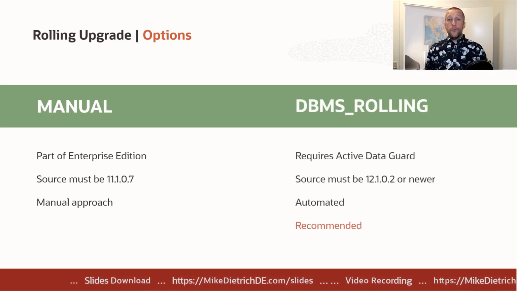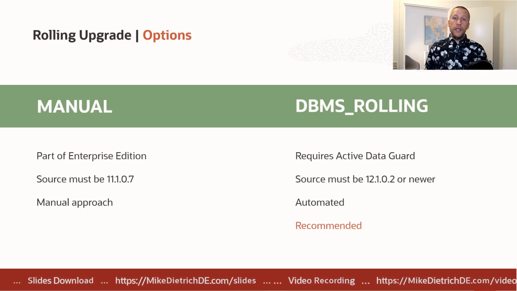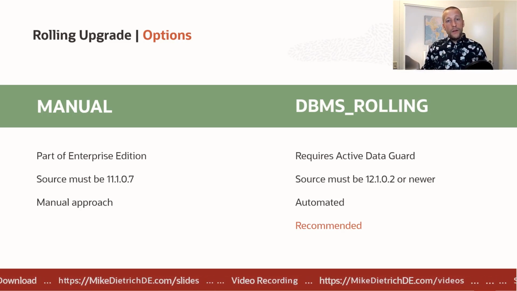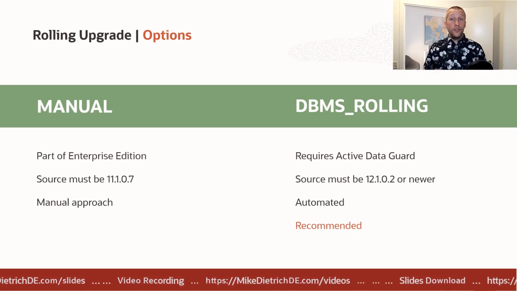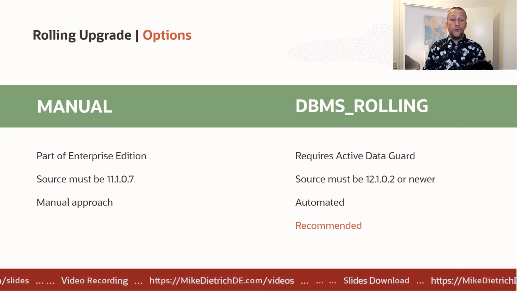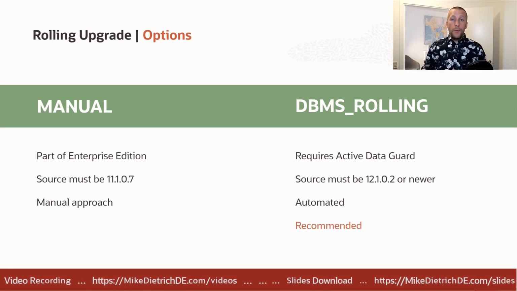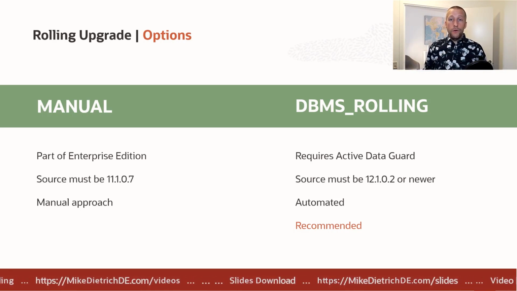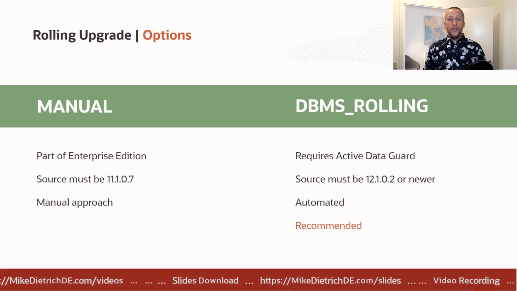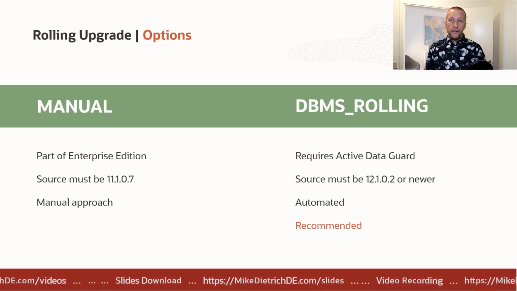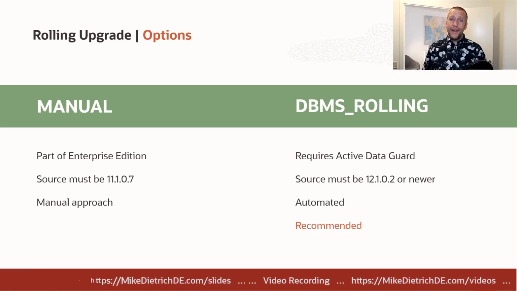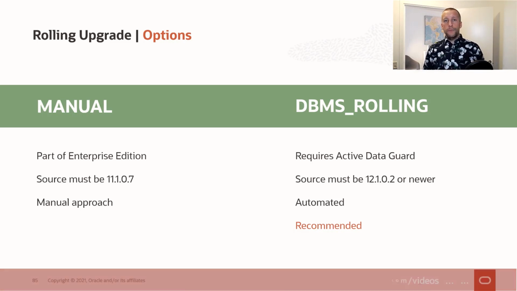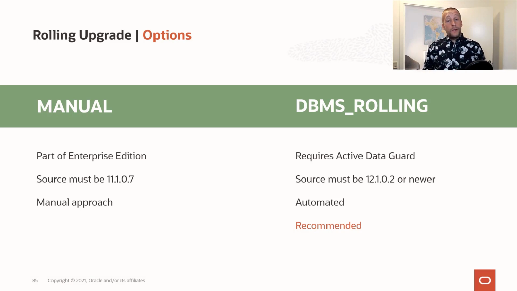But our preferred way of doing it is by using DBMS_ROLLING. It does, however, require Active Data Guard. And in addition to that, the source database has to be 12.1.0.2 or newer. But the really good thing about DBMS_ROLLING is that it is a much more automated and much more fail-safe solution. So I would really recommend that you use DBMS_ROLLING instead of the manual approach. That was it about Data Guard. The next is RMAN.